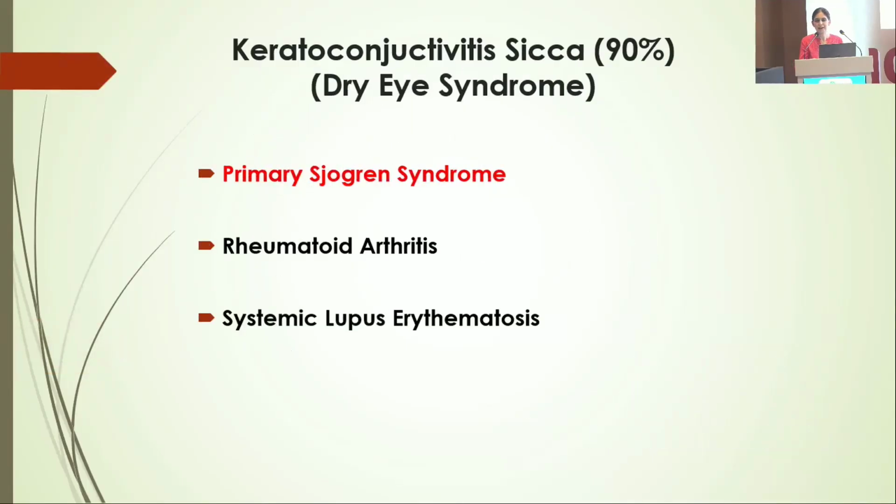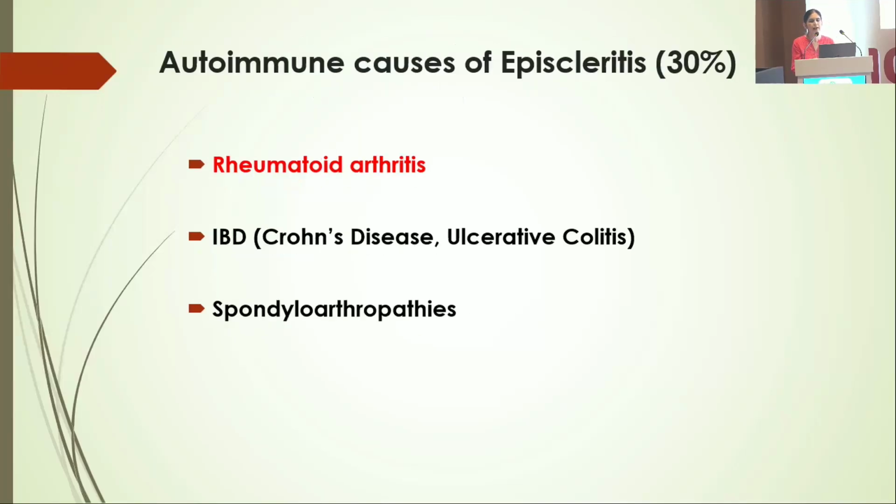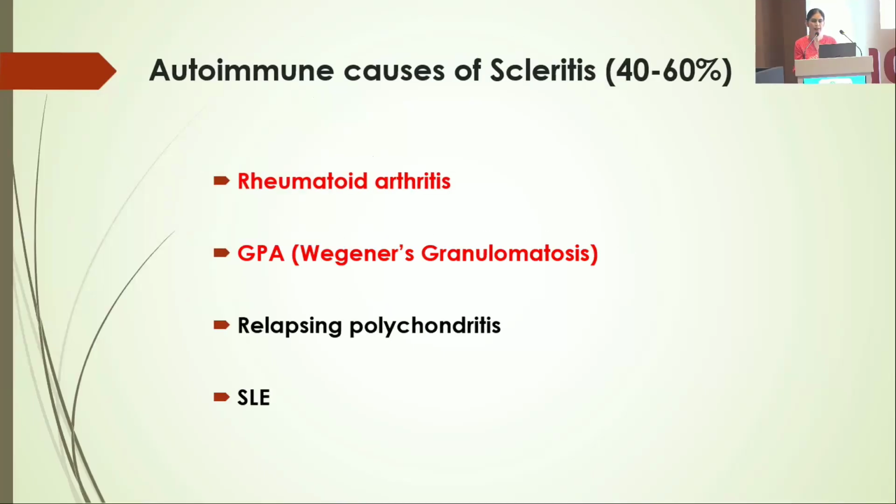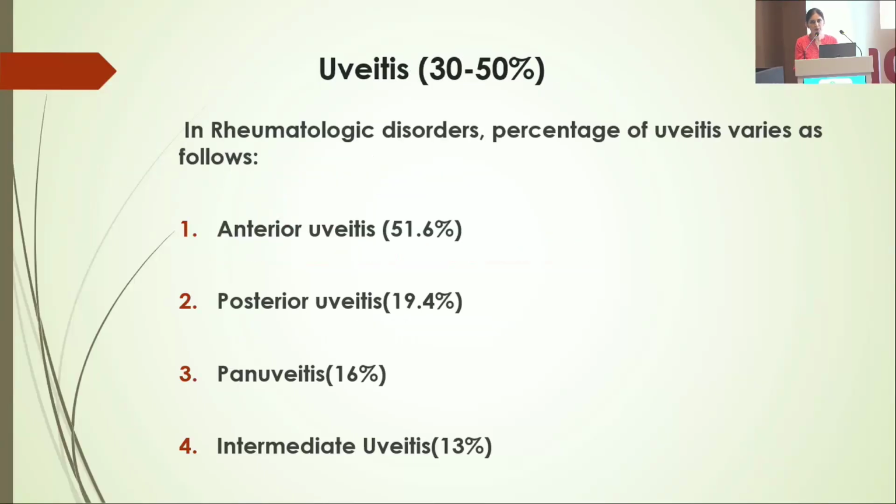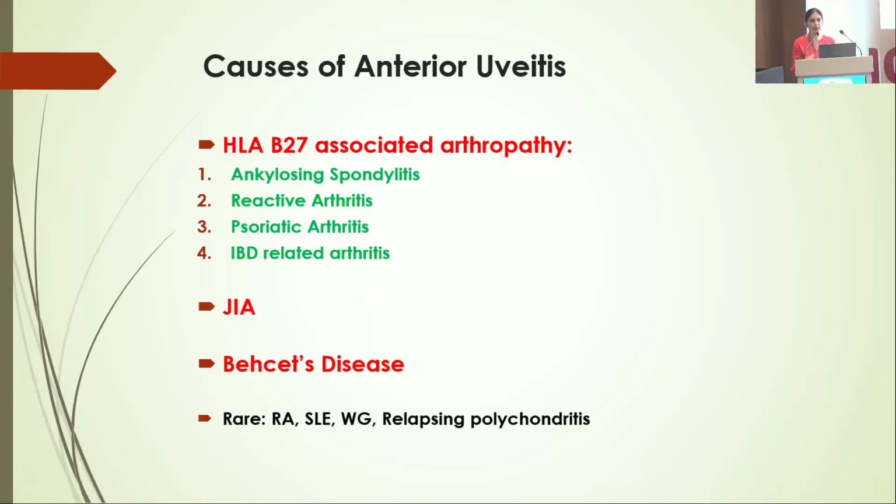All right. So to talk of keratoconjunctivitis sicca, we know that the most common autoimmune cause is primary Sjogren syndrome. Rheumatoid arthritis and SLE cause secondary sicca. Regarding episcleritis, most of the cases are rheumatoid cases. For scleritis, the common causes are rheumatoid and GPA, previously known as Wegener's granulomatosis. Regarding uveitis, in rheumatology, anterior uveitis is most common, followed by posterior, pan and intermediate uveitis.